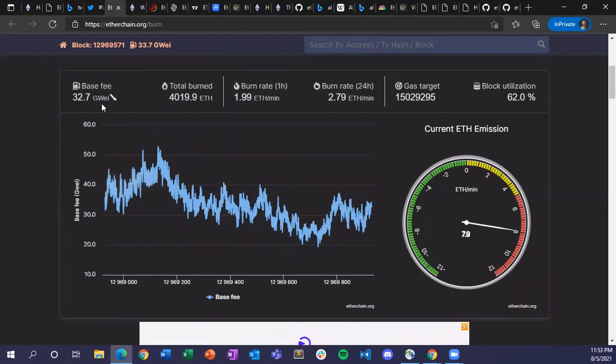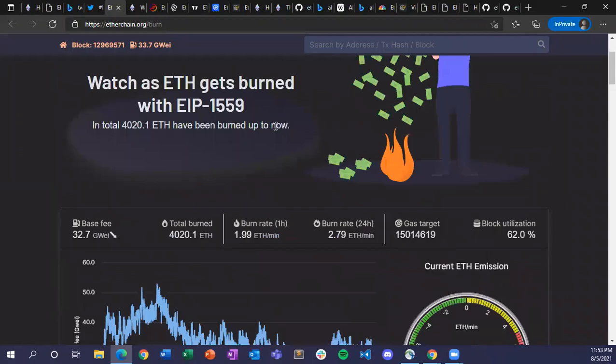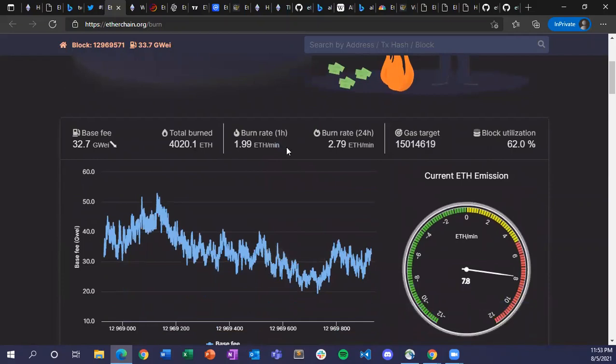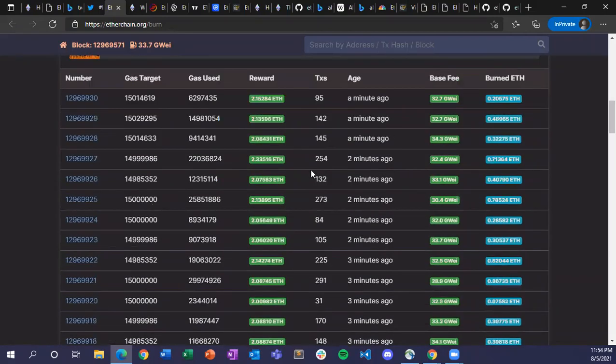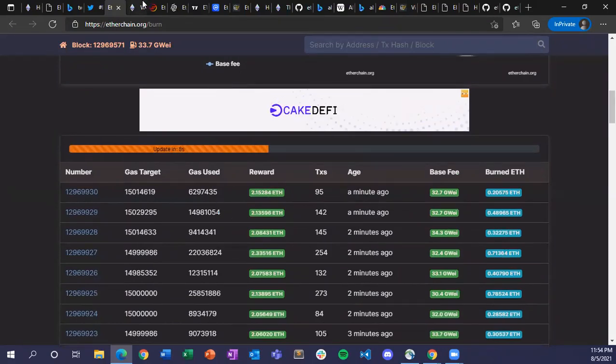Now the base fee right now is about 33, and total burn, as we mentioned, over 4,000, and the burn rate per hour for 1 hour is about 2 ETH per minute, which at the current price of about 2,800 is about $5,600. And the current burn rate for the past 24 hours is 2.79 ETH per minute. And the gas target is 15,014,619, and the block utilization is 62%. And we can take a look at the different gas rewards, or gas use, and the respective rewards.